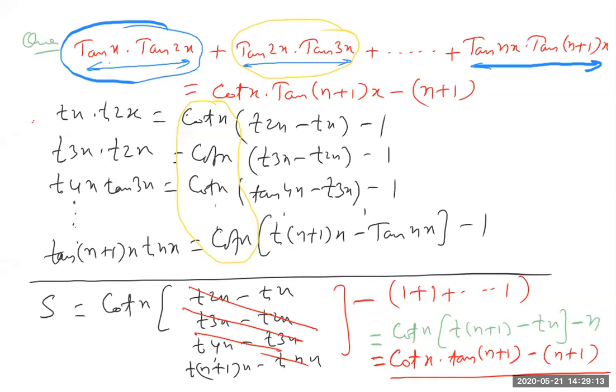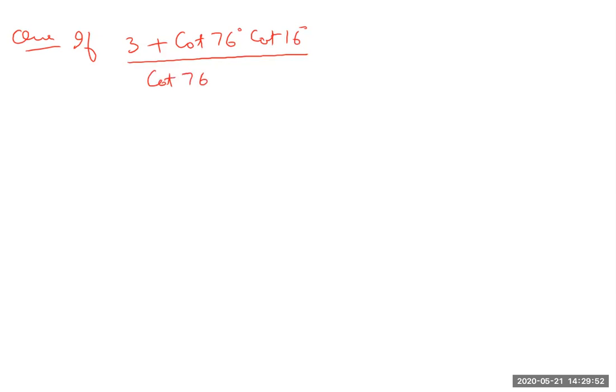Okay. So now come to the next problem. If this is a very important problem, 3 plus cot 76 degree cot 16 degree upon cot 76 plus cot 16, this is equal to tan x degree, then x is equal to how much, that you have to find.